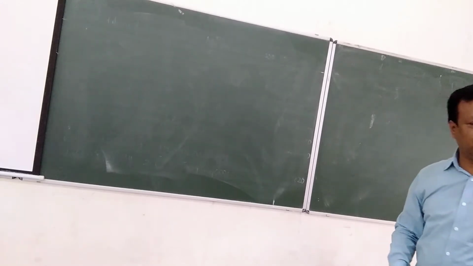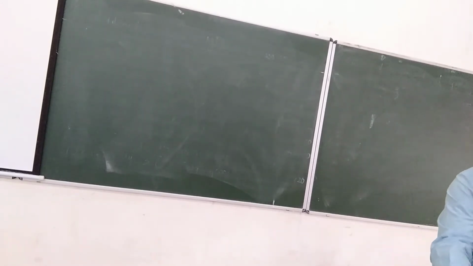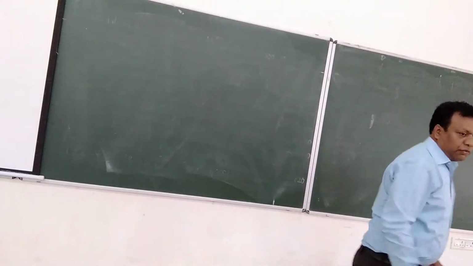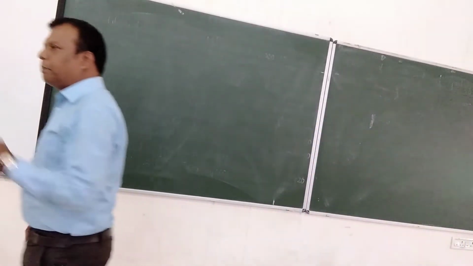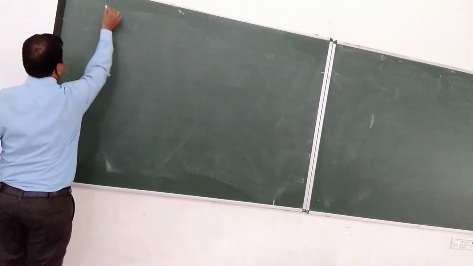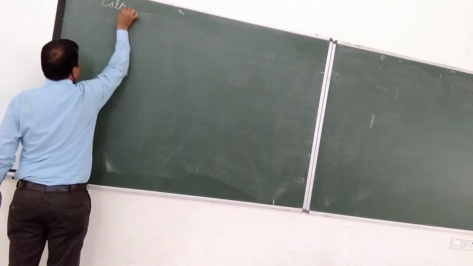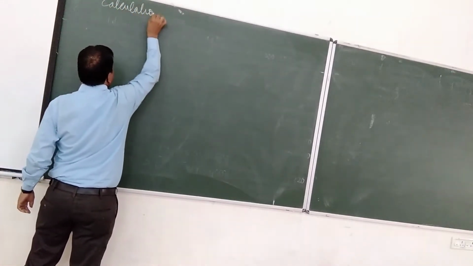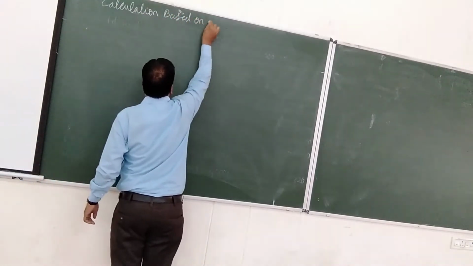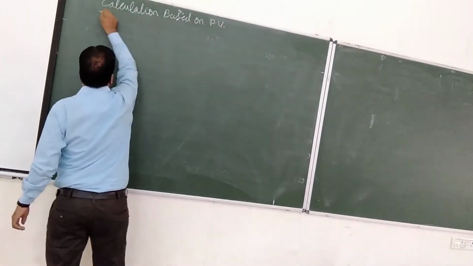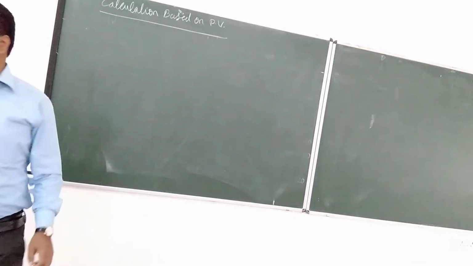Those who are online, I guess you can see the board. So the first thing we are supposed to do is the calculation based on present value. Last class we already discussed this. First, what should we do? We should find out the lease rental, correct?